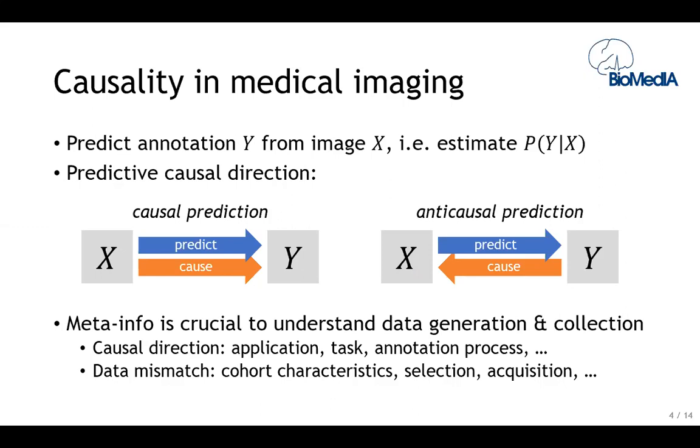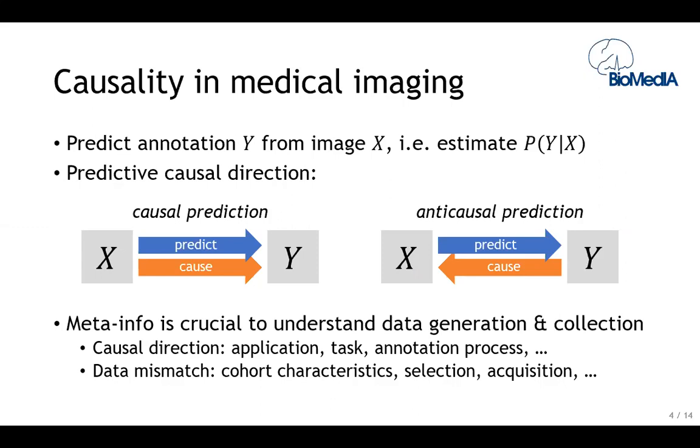So not just the images and whatever labels or annotations you have, but we also need to have information about how this data was collected, how it was generated, and how it was selected, and so on. So all things like what the application is, what was the purpose of the data when it was collected, and so on. All of this can give us very important information about not only the causal direction, but also can give us clues about whether this data is actually representative of the data we'll encounter when the model is deployed.